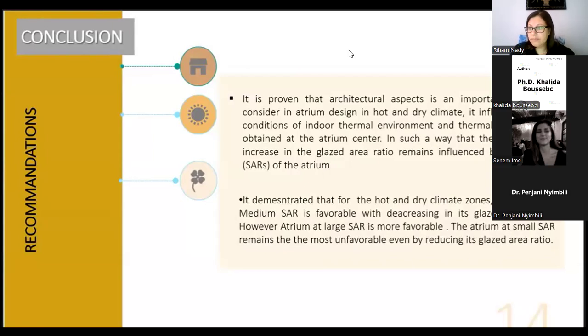However, the atrium at large SAR is more favorable, and the atrium at small SAR remains the most unfavorable, even by reducing its glassed area ratio.